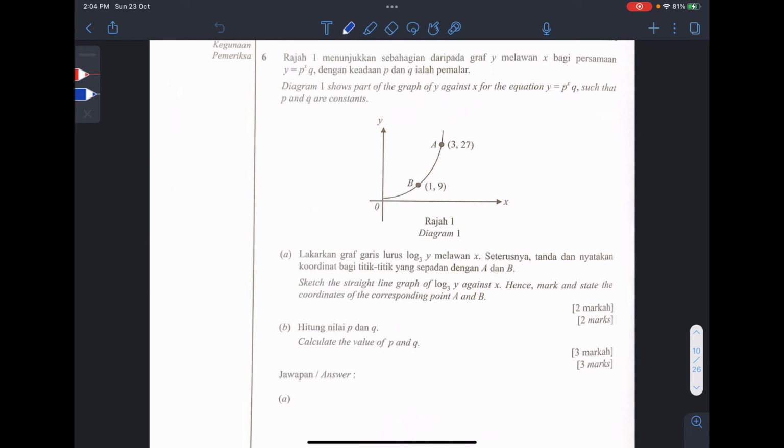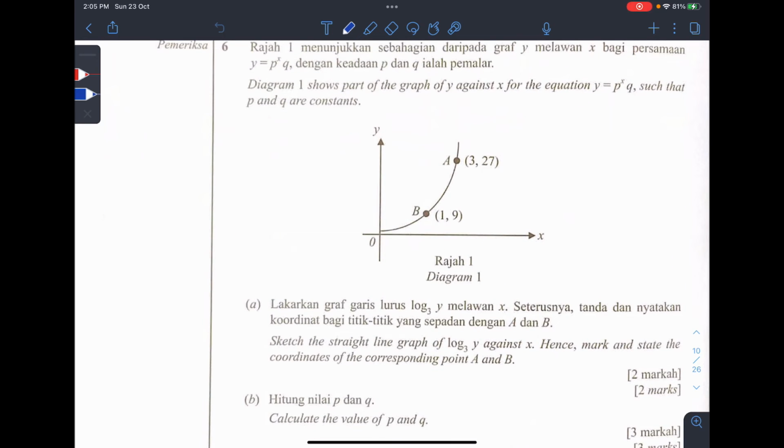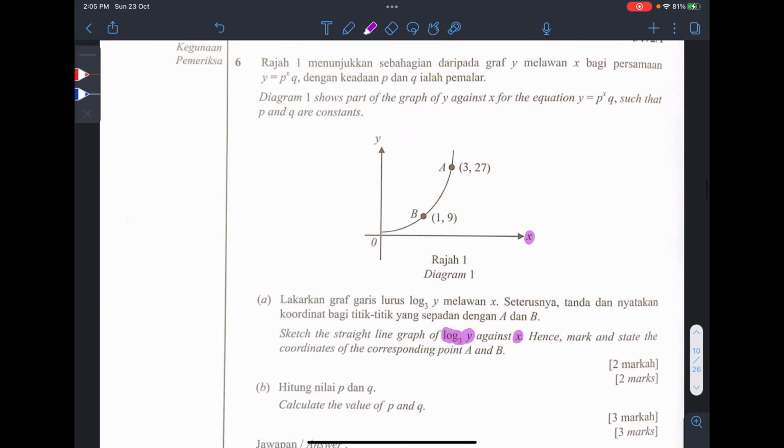Alright, question number 6 states that we have a diagram that shows part of a graph of y against x for the equation y equals p to the power of x, times q, such that p and q are constants. They want us to sketch the straight line graph of log base 3 of y against x, hence mark and state the coordinates of the corresponding points A and B. Right. Log base 3 of y against x. Okay, so x and x is pretty much the same, right? So all that we need to do is just have the log base 3 of y in our straight line equation, right?